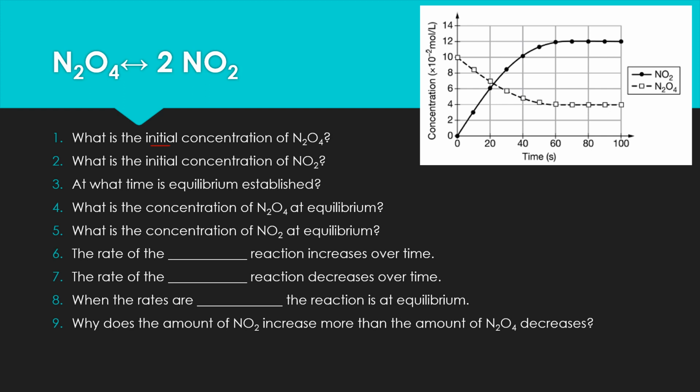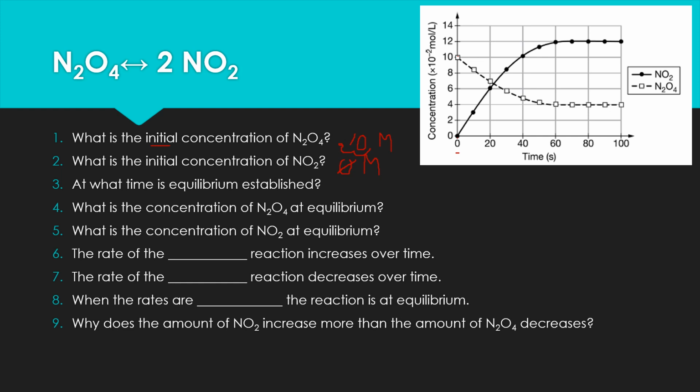So whatever our concentration is there, we're going to move that decimal twice over. Our initial concentration would be at time 0. So for N2O4, that's our little boxes, so that's at 10. So 10 times 10 to the negative 2 would be 0.1 molar. And our initial concentration of NO2, we can see down here, is 0. All right, 0 molar. We start out with no NO2. So no product, we start with all reactant.